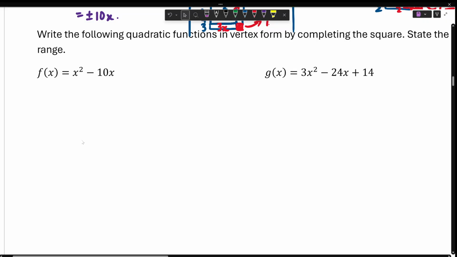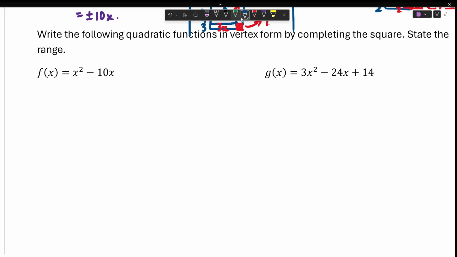So for f of x, we have x squared minus 10x. Let's try that new trick. To make it a perfect square, we're going to take the x coefficient, which is negative 10, halve it, which is negative 5, and we're going to square it. Now we can't just add it. If we add it, we should also subtract it so that we're actually not doing anything to the function. So that's going to look like x squared minus 10x plus 25 minus 25.